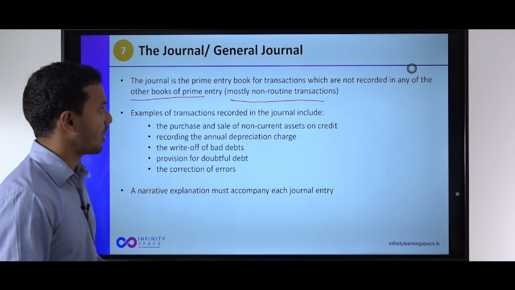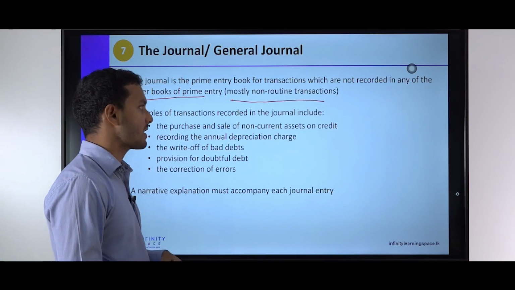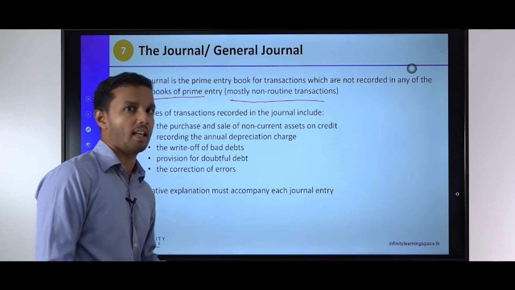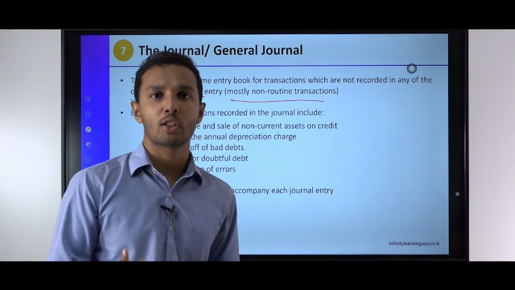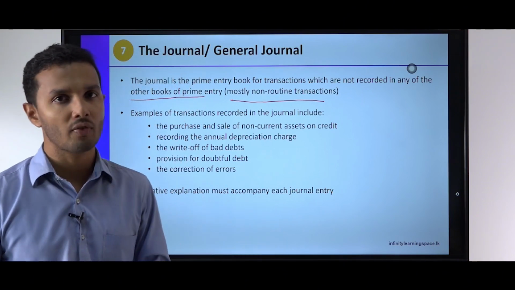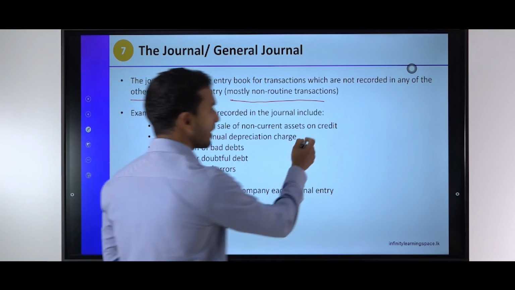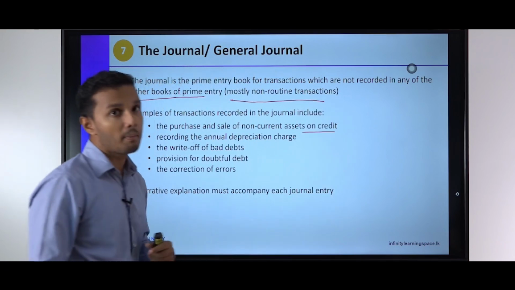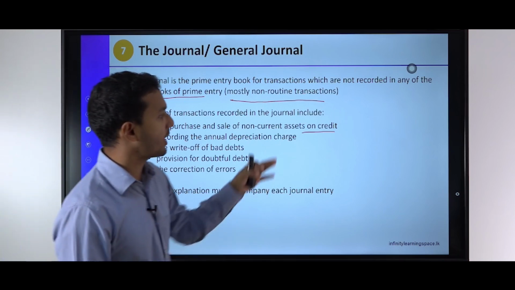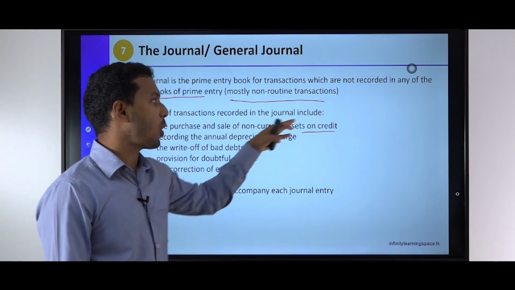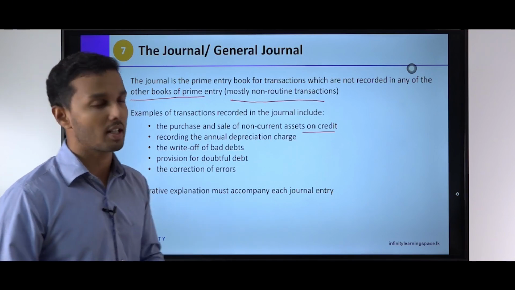Examples of transactions recorded in the journal include purchase and sale of non-current assets on credit. Now, if you buy a non-current asset like a machine, it's not inventory because we are buying it with the intention of using it in the business for a long period of time. So, if you buy a non-current asset like a machine on credit, right, you cannot record it in the purchase day book because it's not inventory. At the same time, you cannot record it in the cash book because you have bought it on credit. You have not paid cash for it. So, then you have to record it in the journal.